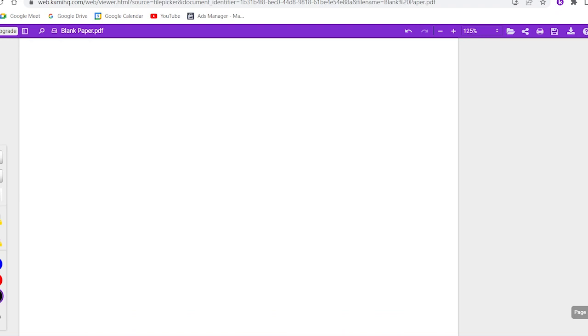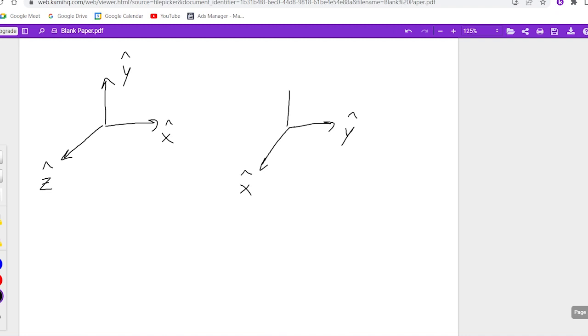The way I typically like to do it, I like to say x hat points this way, y hat points this way, and z hat points this way, like out of the page. However, the way your professor does it, I'm pretty sure he does it like this: x hat pointing out of the page, y hat pointing to the right, and z hat pointing up.